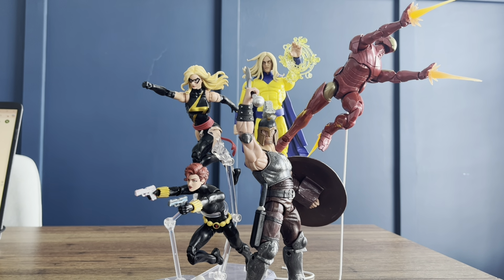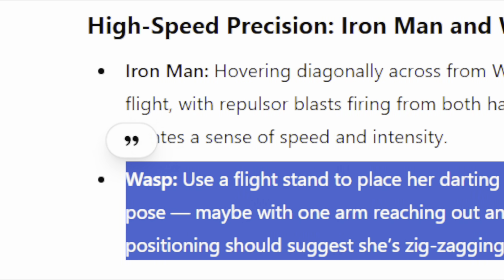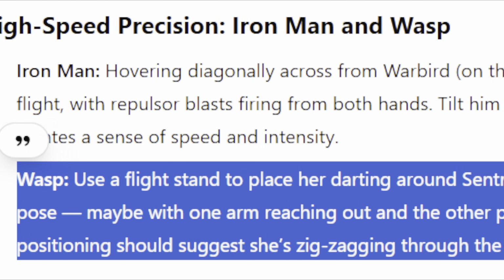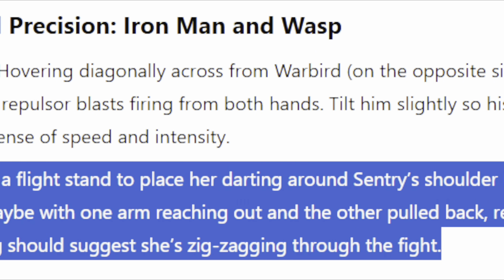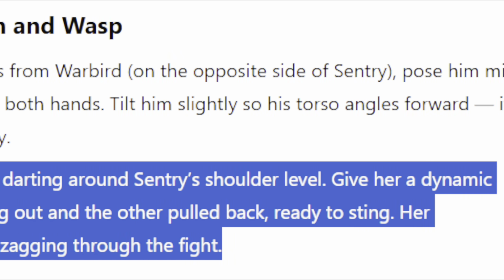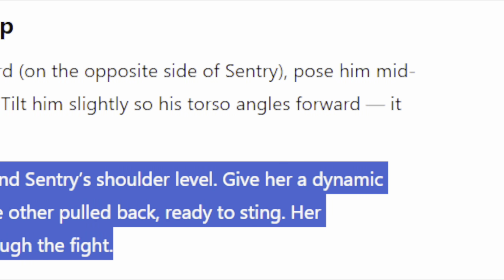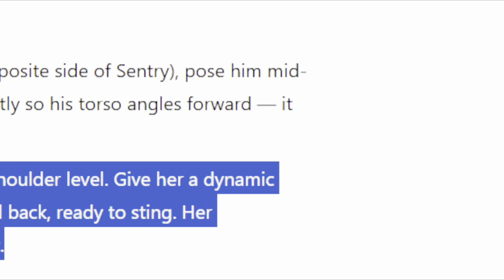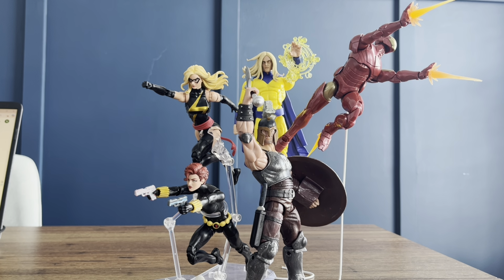Okay, now we need to do Wasp. Use a flight stand to place her darting around Sentry's shoulder level. Give her a dynamic pose. Yeah, that's kind of what I asked you to do. One arm extended, and the other pulled back, ready to sting. Her positioning should suggest she's zigzagging through the fight.